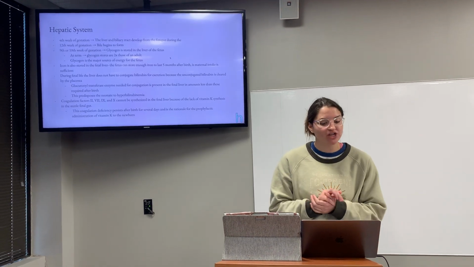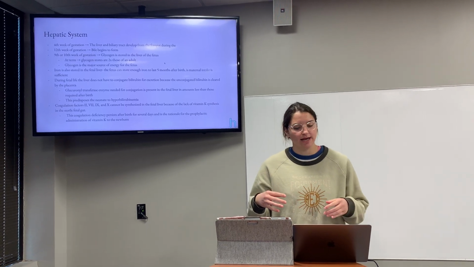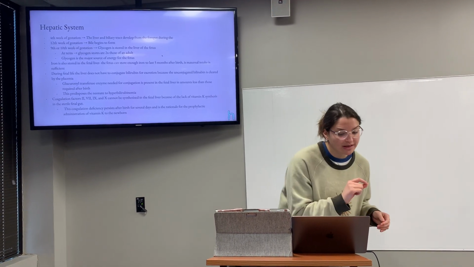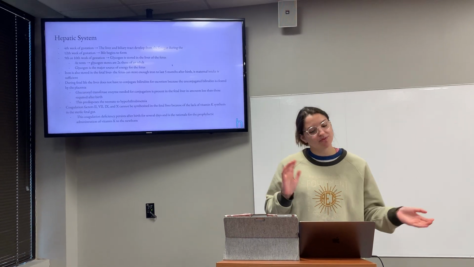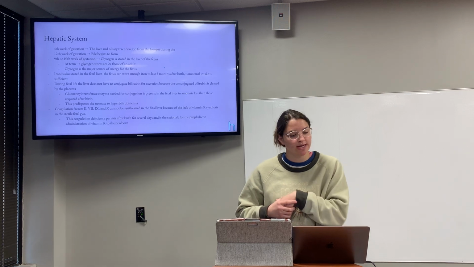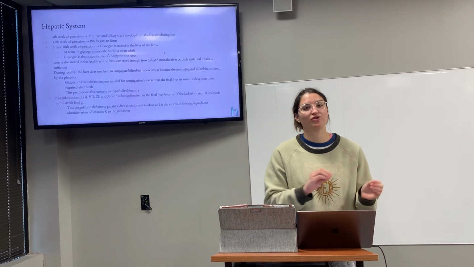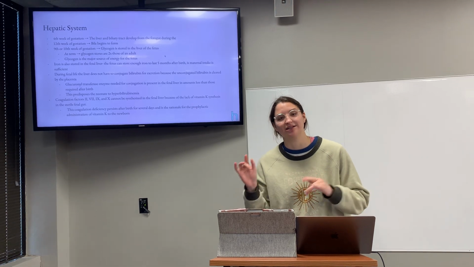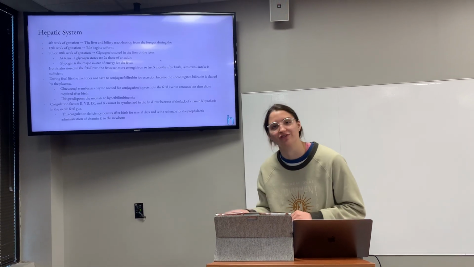So the hepatic system. So by the 4th week of gestation, the liver and the biliary tract develop from the foregut. And then during the 12th week of gestation, bile begins to form. And then at the 9th or 10th week of gestation, glycogen is stored in the liver of the fetus. And at term, glycogen stores are actually 2 times those of an adult. And that's because glycogen is a major source of energy for the fetus.